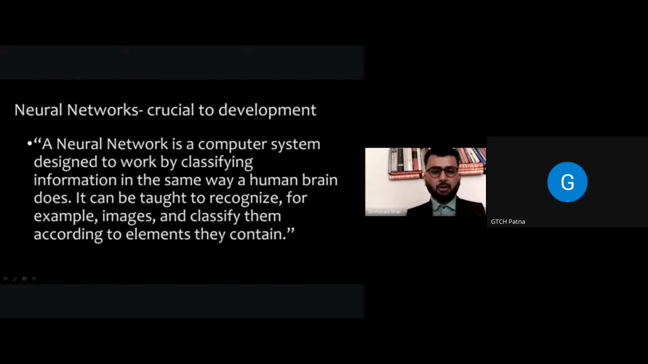That is what we call a neural network. It can be taught to recognize, for example, images and classify them according to the elements they contain.